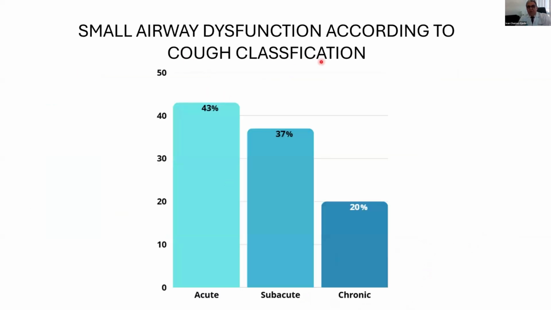Finally, small airway dysfunction. According to the cough classification, we found that 43% have acute cough, 37% subacute, and 20% chronic cough.